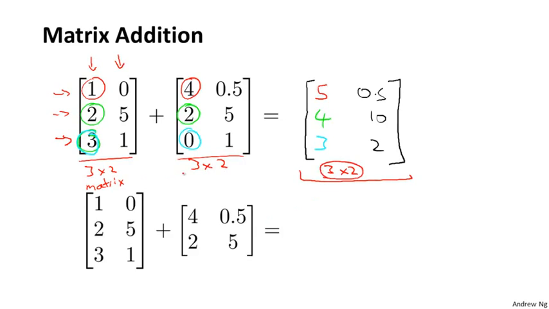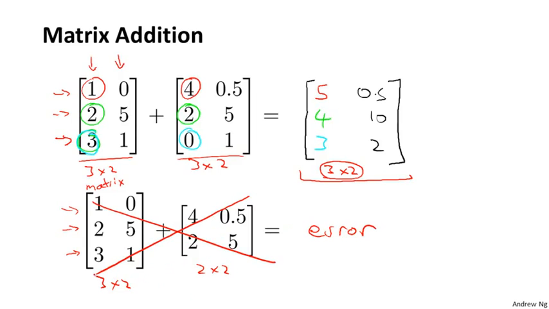Whereas in contrast, if we were to take these two matrices, this one is a 3 by 2 matrix, so again, 3 rows, 2 columns. This here is a 2 by 2 matrix. And because these two matrices are not of the same dimension, this is an error. So you cannot add these two matrices, and their sum is not well defined.